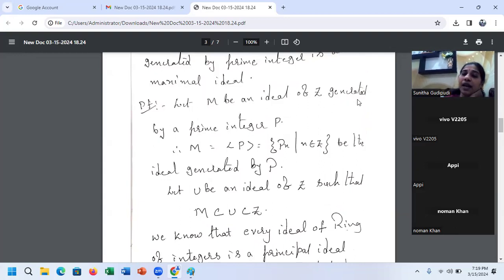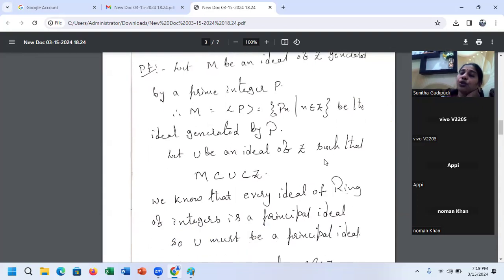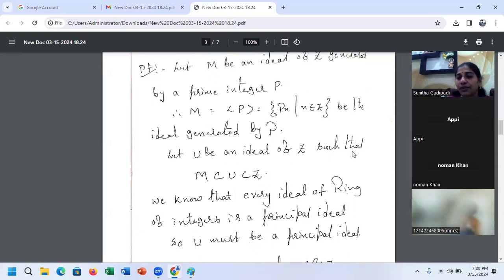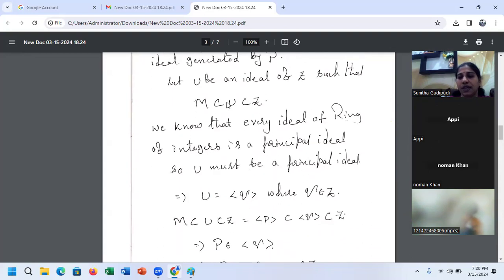So let M be an ideal of Z generated by a prime integer. What is a prime integer? It has only two factors, the number and itself. So let us assume that M is generated by P, where P is a prime number. Now let us show that this M is a maximal ideal. What do we mean by maximal ideal? If there is any other ideal U, then either M should be equal to U or U should be equal to R. So let us assume that U is an ideal of Z in such a way that M is a subset of U is a subset of Z.